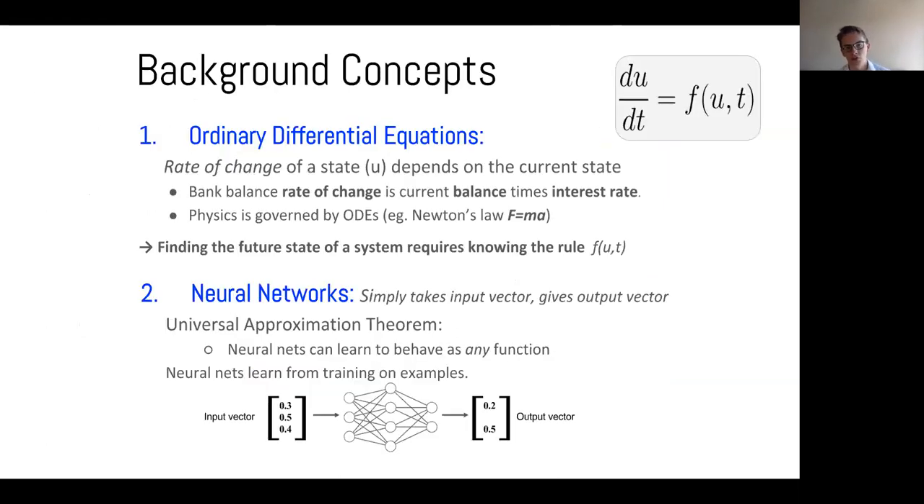First, ordinary differential equations are anything of the form du/dt, where u is the state of the system, is equal to f of u comma t, meaning some rule based on the current state. So it's relating the rate of change of the state of the system to the current state. As for a neural network, there's a lot behind these, but for the purposes of this project, we can just think of a neural network as a black box. You put in some numbers and you get out other numbers, and you can change the parameters in the neural net until you get out the numbers you want.